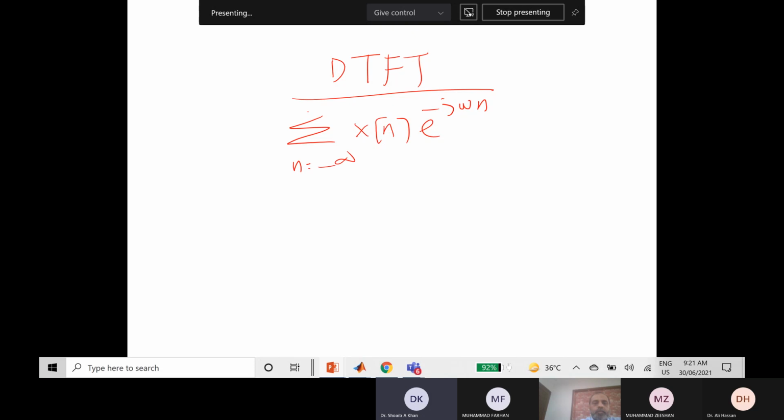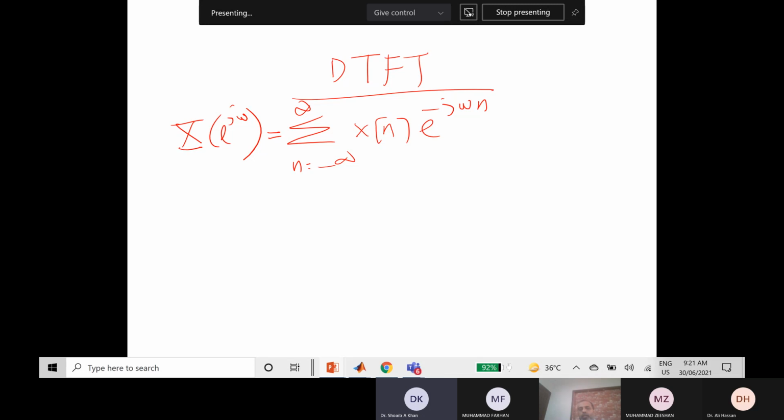Now we come to the discrete time Fourier transform. The formula of which is x of n exponential minus j omega n. Discrete time Fourier transform. The formula is x of n exponential minus j omega n.